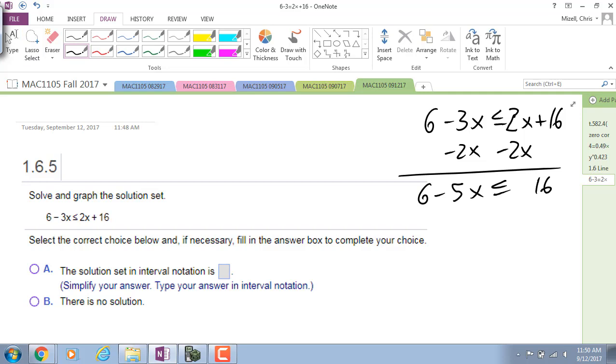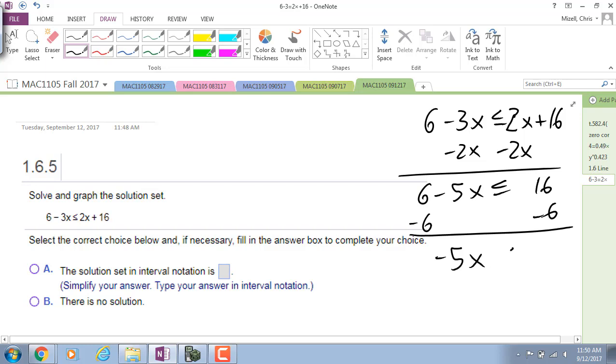And I'd like to isolate the x term. So there's a positive 6 on the left-hand side. Let's subtract 6 from both sides to cancel that 6, giving us negative 5x is less than or equal to 10. And at the next step, I like to include an extra step. I do this for equations as well as for inequalities.